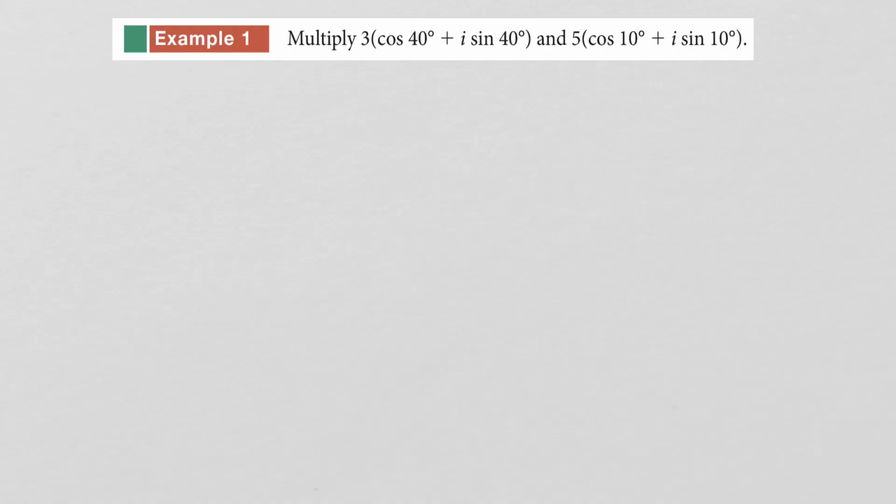So in our first example, we are going to multiply the complex number 3 cosine 40 degrees plus i sine 40 degrees and 5 cosine 10 degrees plus i sine of 10 degrees. So to multiply those, we are simply going to multiply the moduli. So we take 3 times 5. And then we know our complex number is going to be in trigonometric form. So the only question is, what is the angle here and what is the angle here?